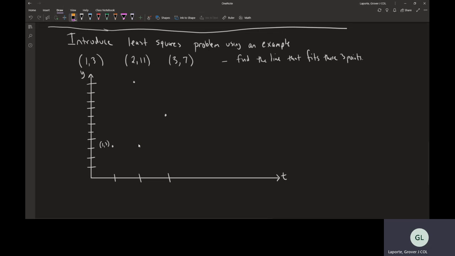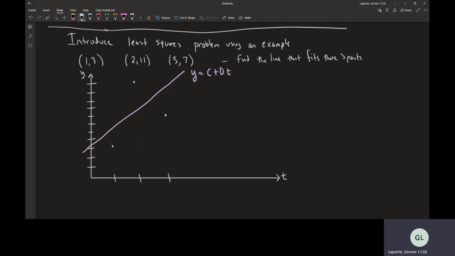Matter of fact, I'm going to go ahead and delete that. And let's draw in our line. Let's see what color. I don't use green. Let's do purple. So, I don't know, maybe it looks something like that. So this will be y equals, and I'm going to use different letters, c plus d times t. So that's what I want. I want this line y equals c plus d t to go through all 3 of these points.